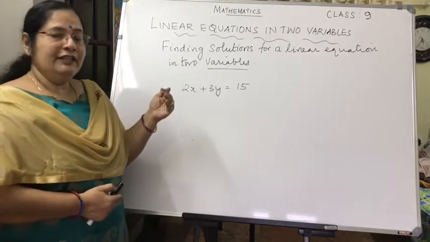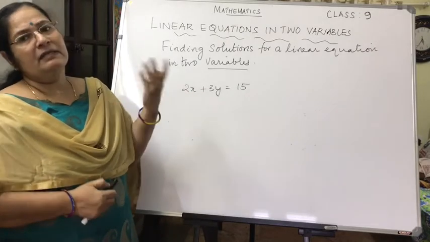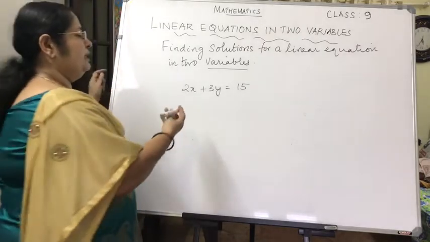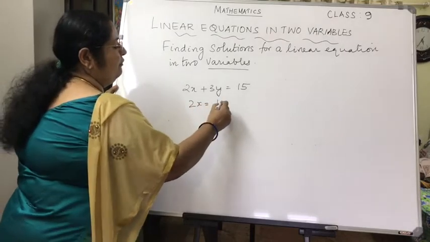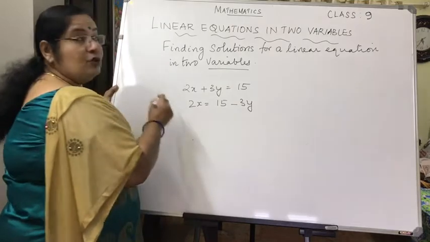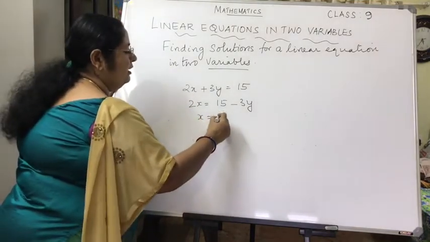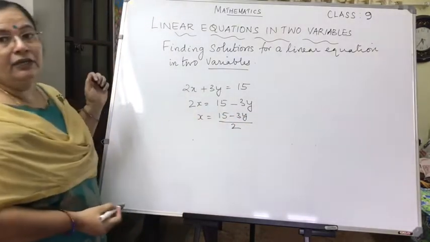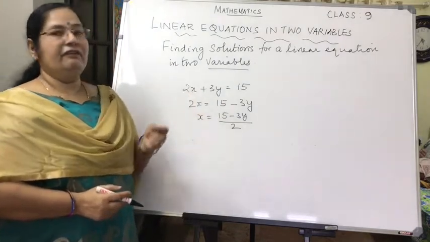So what will you do first? You will write x in terms of y or y in terms of x. That depends upon your choice. You can choose any one. Here I am going to write x in terms of y. So 2x will be equal to 15, take the 3y to the other side, minus 3y. This is 2x, and what am I going to find out? x. So x will be equal to 15 minus 3y, the whole divided by 2. It is not 15 by 2, nor is it 3 by 2. It is 15 minus 3y by 2.